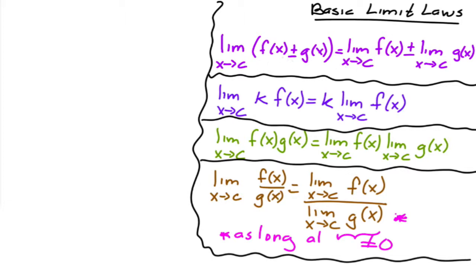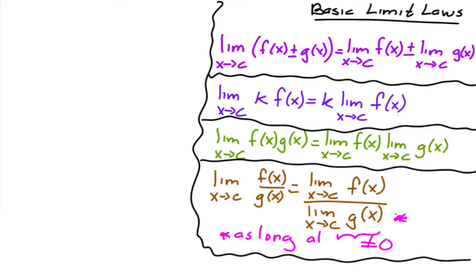The first one just says that if you're taking the limit of a sum, you can break it up into the sum of the individual limits. The second law says that if you have a constant multiplying a function, you can take that constant out of the limit. That's a really important one. Well, these are all important, but that one we use a lot. And then the limit of a product is the product of the limits, and the limit of a quotient is the quotient of the limits as long as the denominator is not equal to 0.